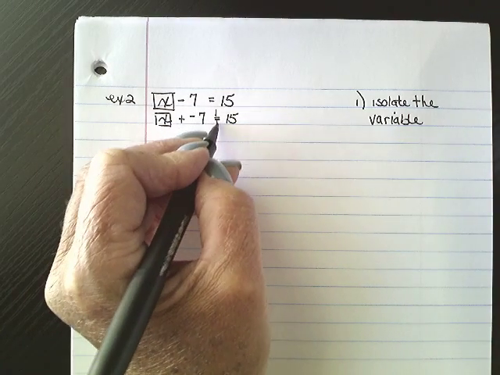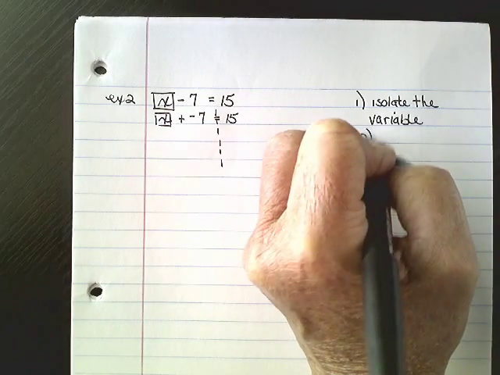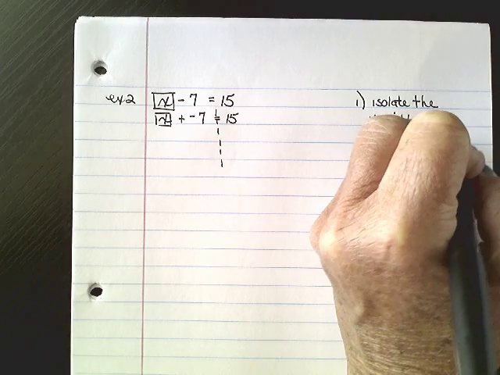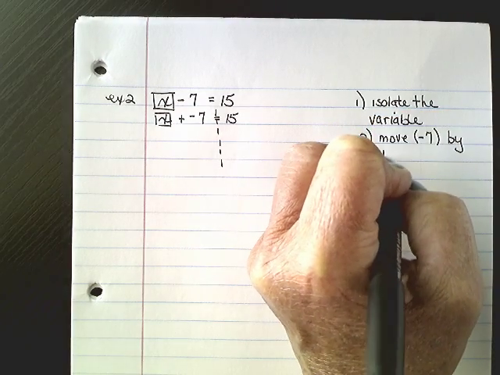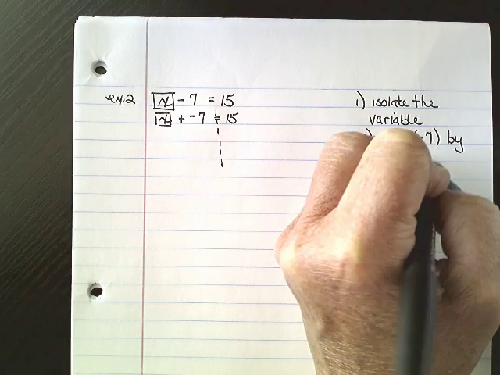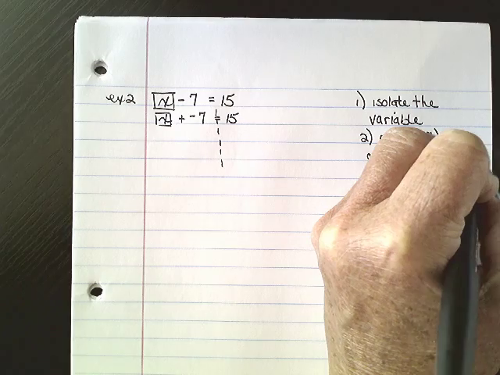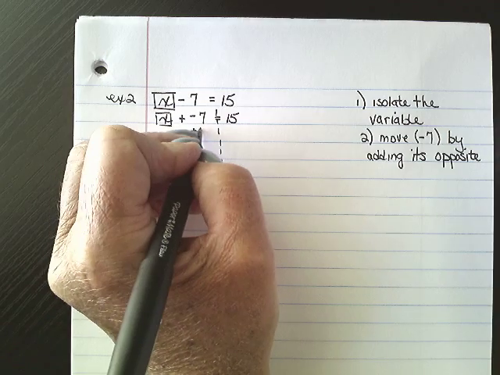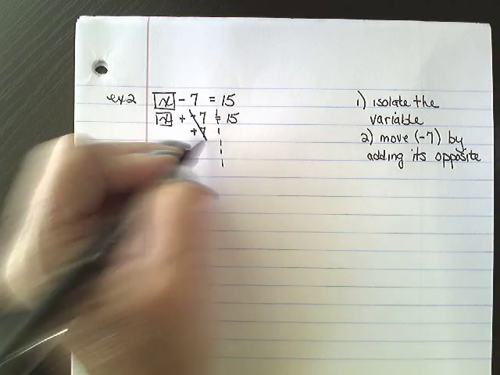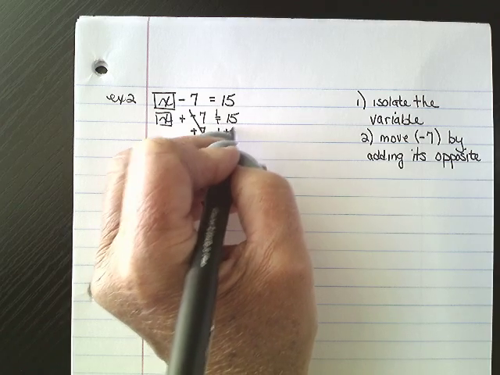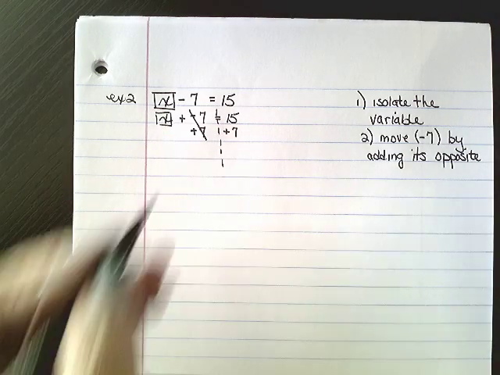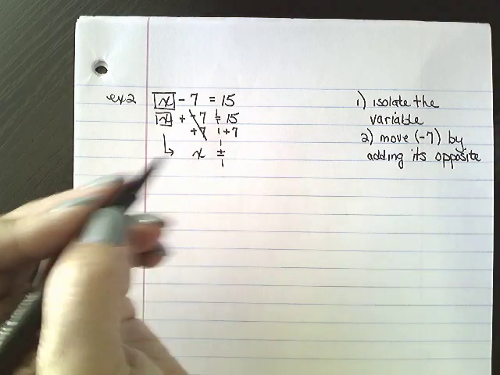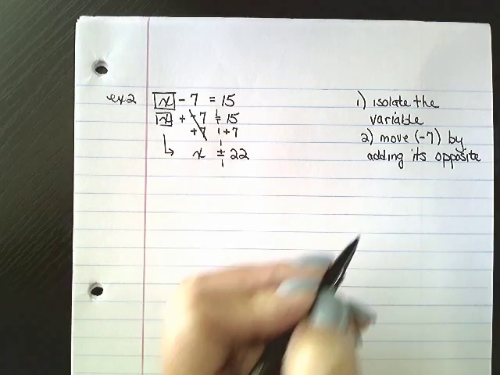I'm going to draw my dotted line. Step 2, move negative 7 by adding its opposite. So if this is a negative 7, I'm adding a positive 7. I want these to cancel each other out. So I'm adding a positive 7 to 15 as well. So this would give me x is equal to 15 plus 7 is 22.